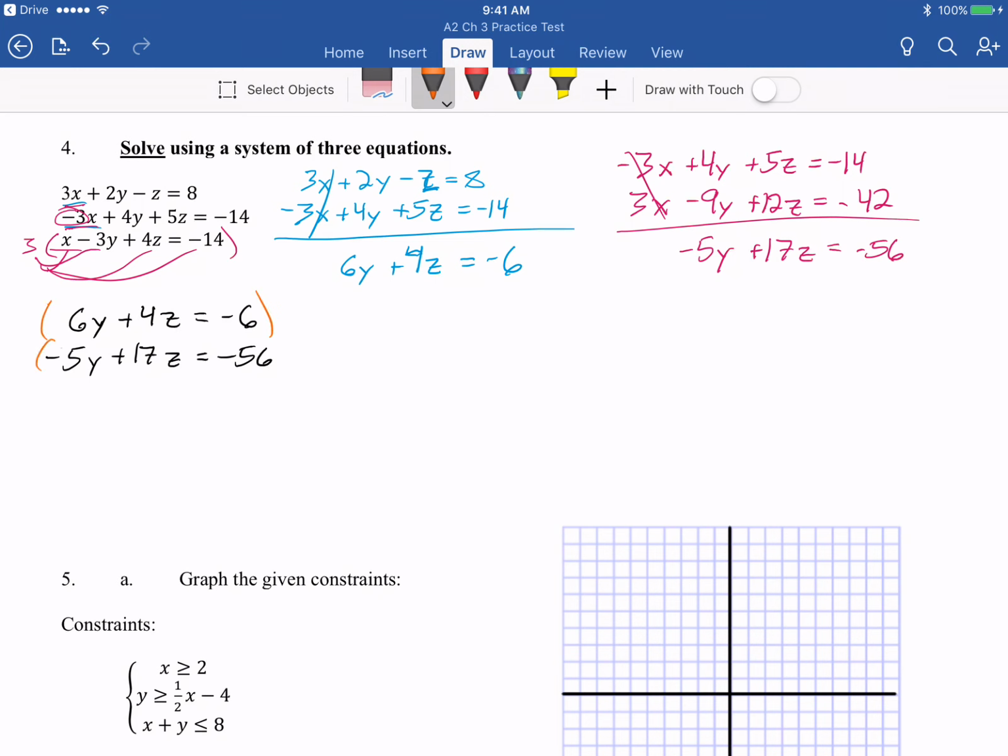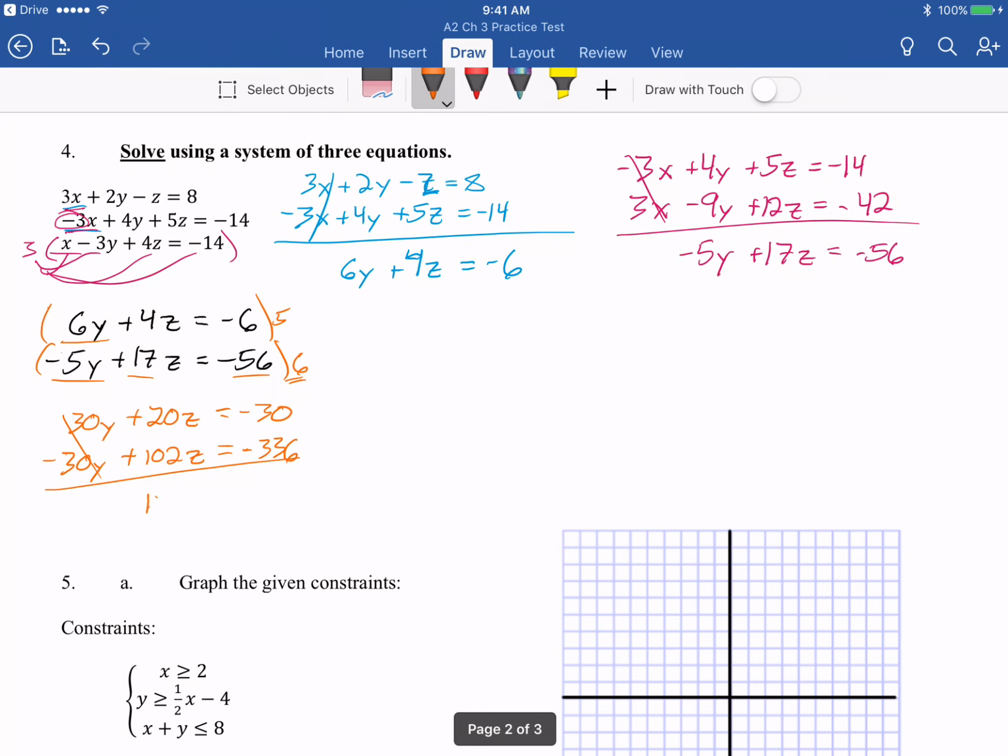I need to eliminate a variable here, so I'm going to multiply both equations. This equation I'm going to multiply by 5. This one I'm going to multiply by 6. So I get my opposites in my y here. So I'm going to have 30y plus 20z equals negative 30. This guy is going to be negative 30y plus 17 times 6 is 102z is equal to, this times 6 is going to be negative 336.